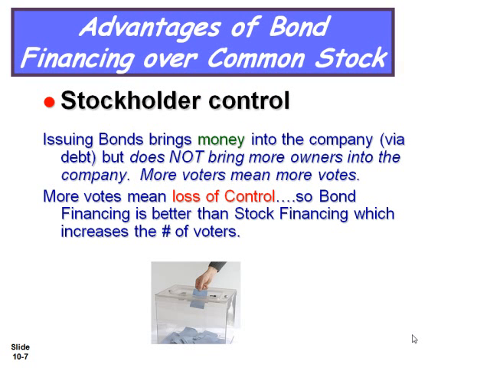So first advantage of bonds over stock. Issuing bonds brings money into the company, as does issuing stock, but it's debt. It doesn't bring owners into the company, it brings lenders. So lenders do not get a vote in general. Owners do. So if we issued stock, we'd have to allow more voters into the company, which would mean loss of control. So bond is better because it doesn't increase the number of voters.